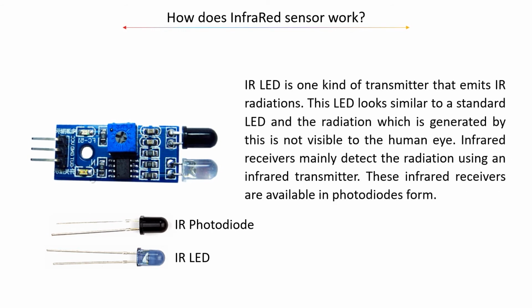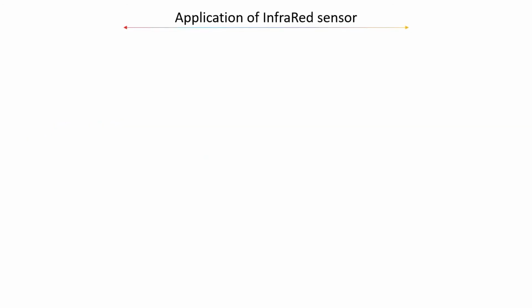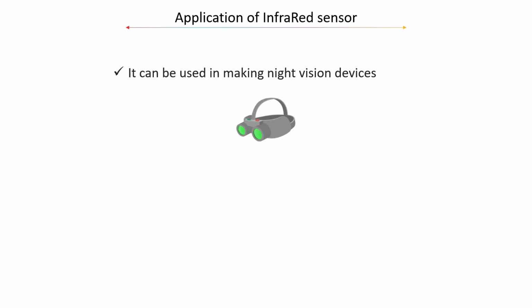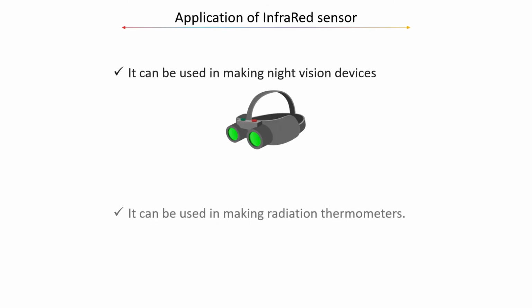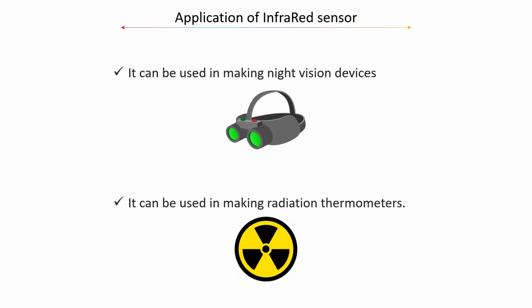Infrared LED is one kind of transmitter that emits infrared radiations. This LED looks similar to a standard LED, and the radiation which is generated by this is not visible to the human eye. Infrared receivers mainly detect the radiation using an infrared transmitter. These infrared receivers are available in photodiode form. Application of this sensor: it can be used in making night vision devices. This sensor can also be used in making radiation thermometers.